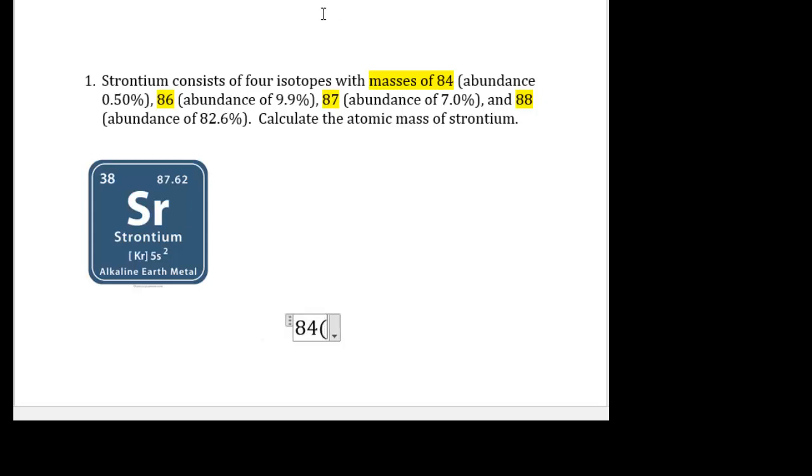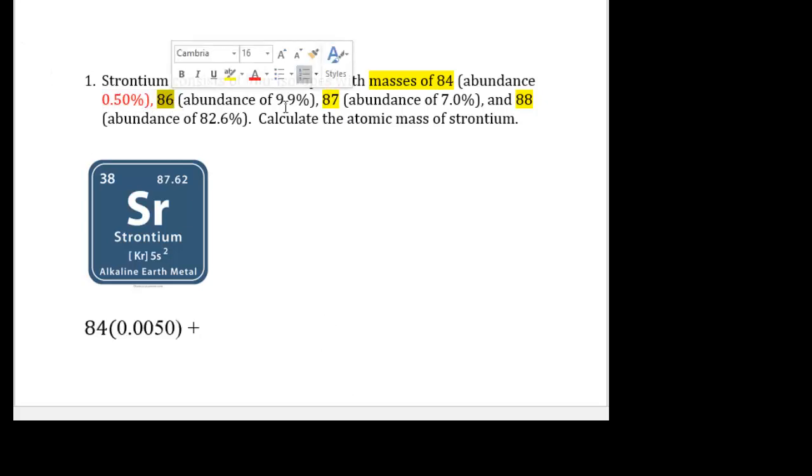How do we get that number? Well, all 4 versions contribute to this. The mass at 84 contributes 0.5%. So I'm going to move the decimal place. 0.5% is nothing more than 0.005. So 0.005 multiplied by 100 is 0.5%.